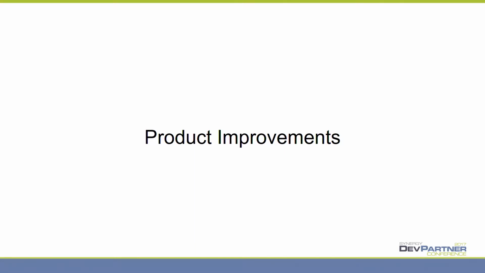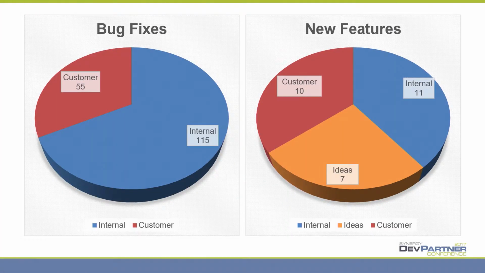So, product improvements. Let's dig into them. I wanted to share some of the statistics first about what my team has been up to since the last conference so you can get an idea of what we've been doing and where we're going. In the bug fix category, we logged 170 new issues and subsequently closed them in this last year. Out of that group, 55 of those bugs originated through customers through support or answers.